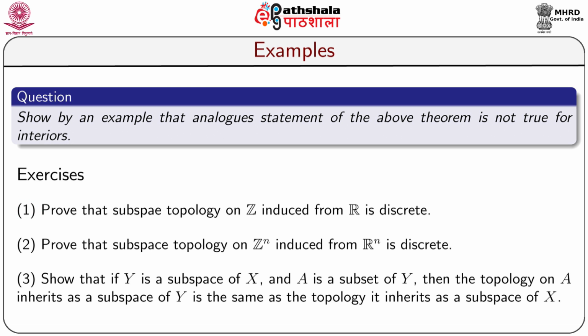Prove that the subspace topology on Z induced from R is discrete. In fact, if we take some point, say n belonging to Z, let us consider the open interval (n minus half, n plus half) in R. Then if we take (n minus half, n plus half) intersection Z, then we get just the singleton set {n}. So, singleton set {n} is open in Z. That means every subset of Z is open. So, subspace topology on Z induced from R is discrete.